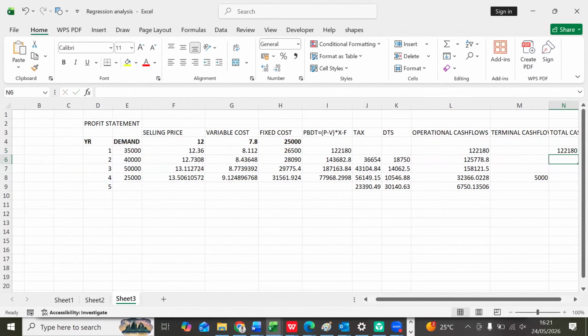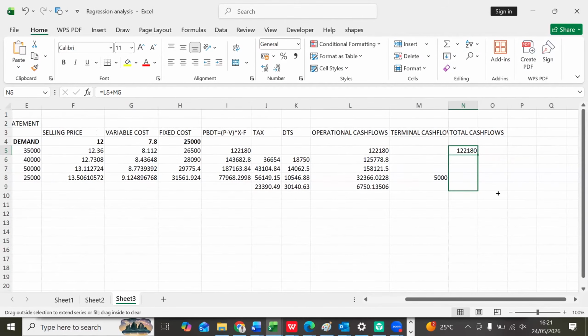So when I enter, I'll be able to come and pull. You'll see this becoming 37. So I'll be able to simply pull this down like that.